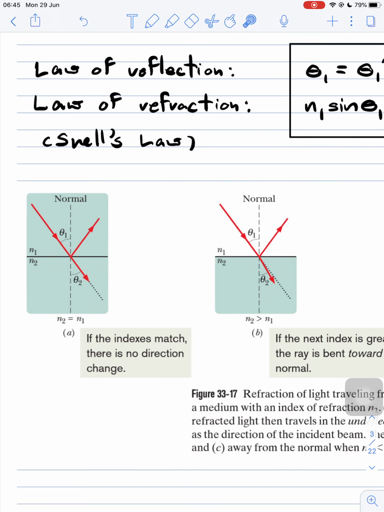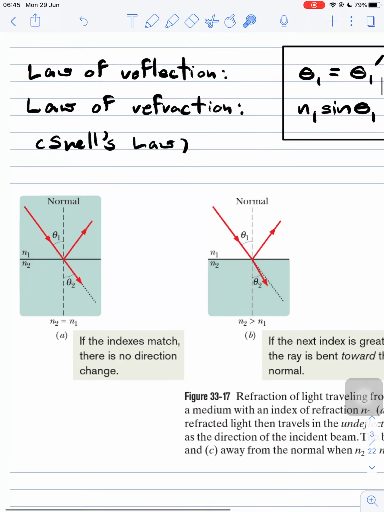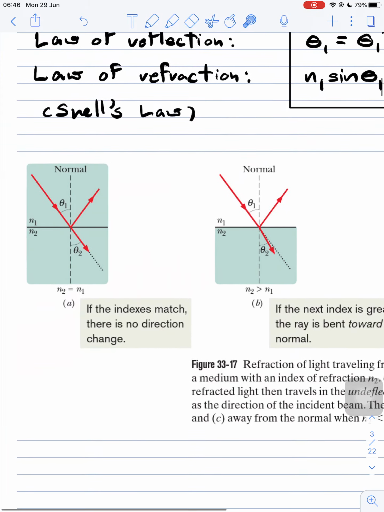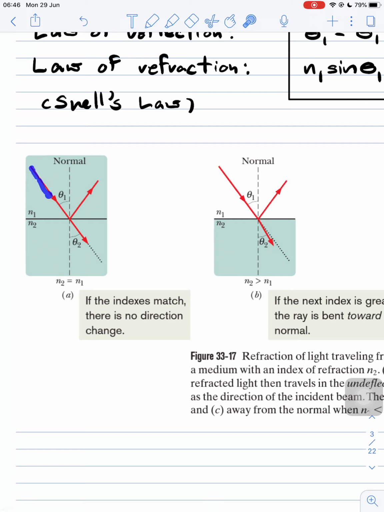Okay, let's consider this picture. If the refractive indices of medium 1 and medium 2 are the same, so it's just the same medium, then n1 and n2 are the same, which means theta 1 must be equal to theta 2. So when we have this incident ray making angle theta 1, the refracted light is not going to bend. It just has the same direction as the incident light, so theta 1 equals theta 2.